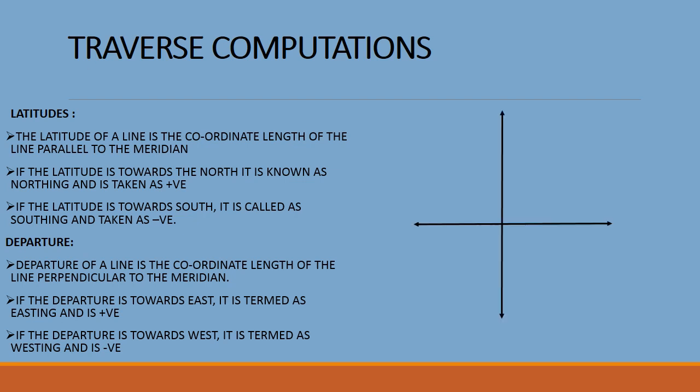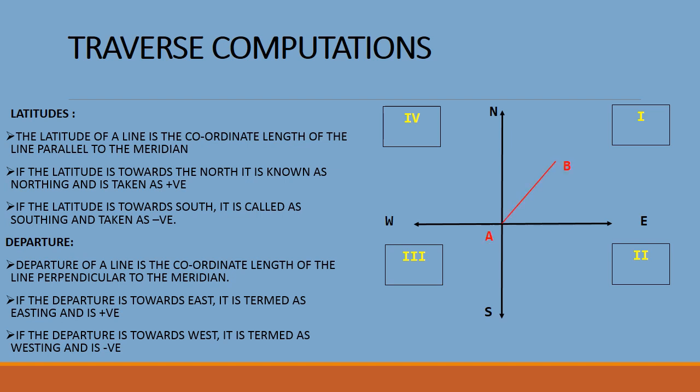Let us say this is our coordinate system in which the north-south meridian is here, and east and west is here. This is the first quadrant, this is our second quadrant, this is our third quadrant, and this is our fourth quadrant. Now we have a line AB which is in the northeast direction, the first quadrant, making an angle theta with the meridian.